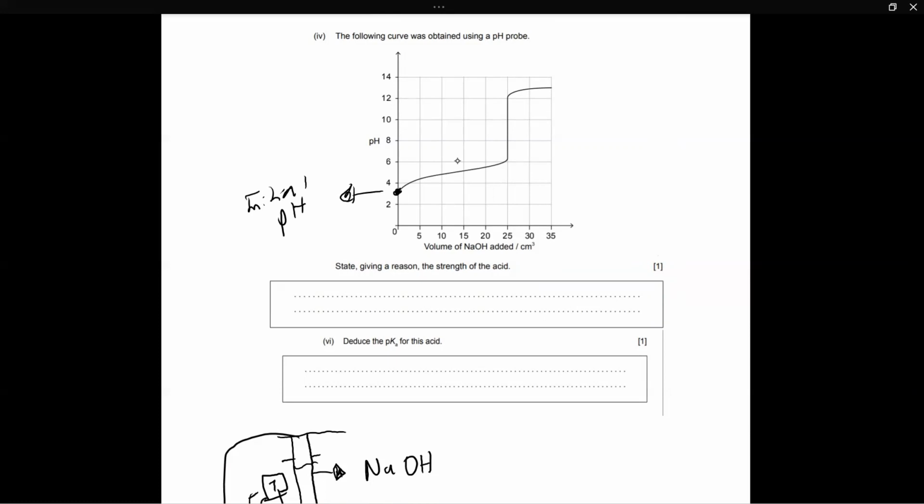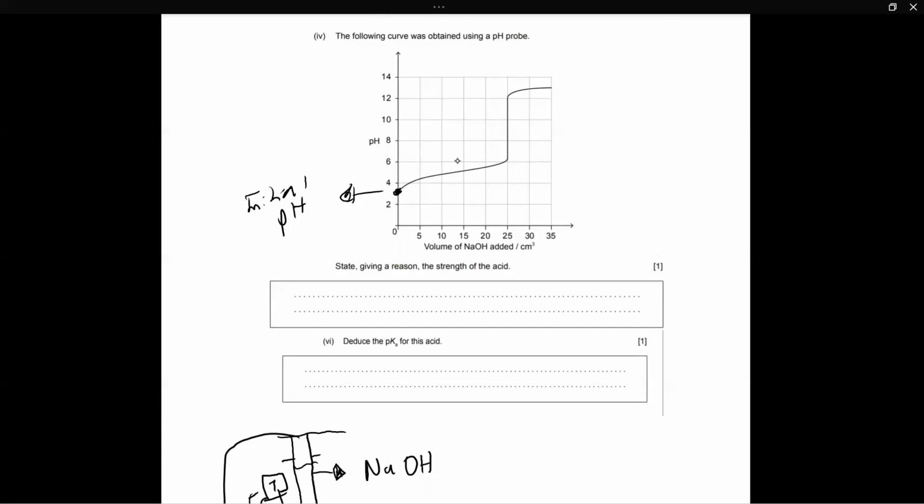So the initial pH is about 3. And usually for strong acids, the pH is much lower than this. It is around 1 or maybe a little more than 1. But having an initial pH of 3 is a sign that this is actually a weak acid.